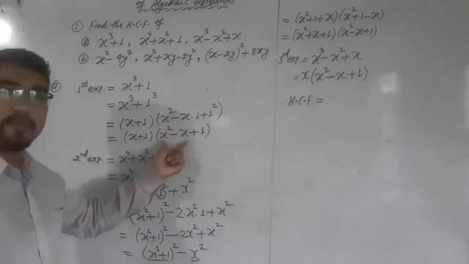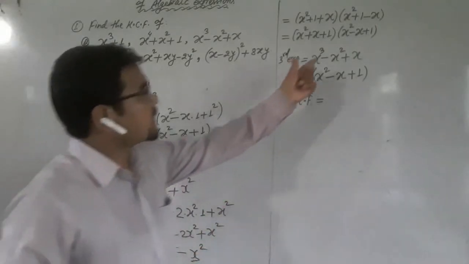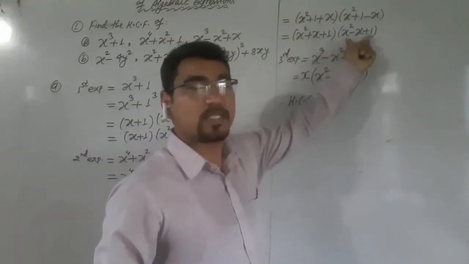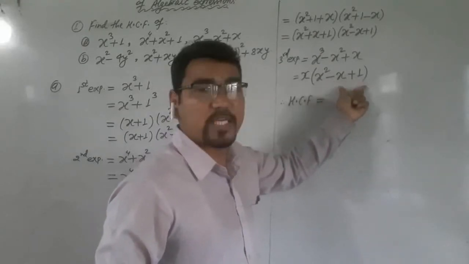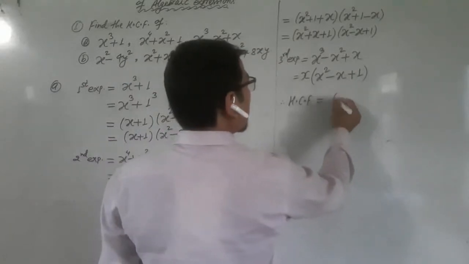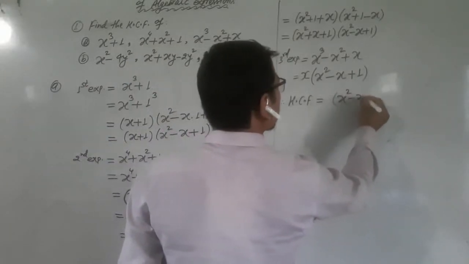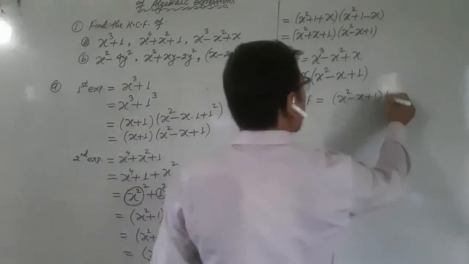Here is x square minus x plus 1 in the first expression. Here also x square minus x plus 1 in the second expression, and here also x square minus x plus 1. So x square minus x plus 1 is present in all the expressions, that is, it is common here. So x square minus x plus 1 is our answer. The others are not common, so only this one is our answer.